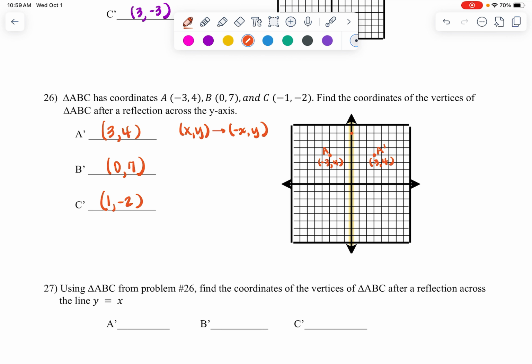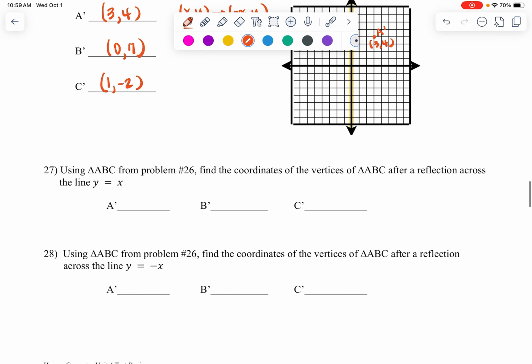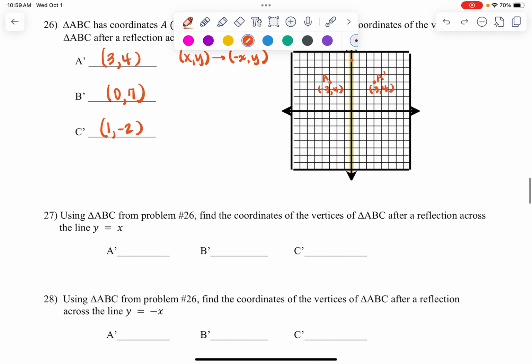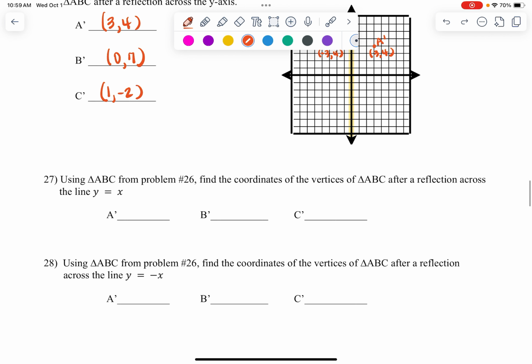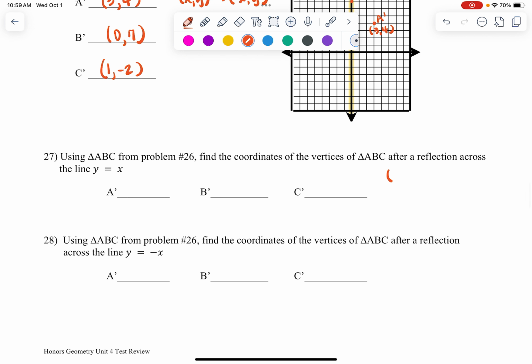All righty. Let's go do some y equals x. So they want us to use the same A, B, and C, so make sure you go back to the originals. Don't use the new guys, right? They want us to go over the y equals x line. Again, if you don't remember the rule, you can just graph the y equals x line and do the reflection over that if you want to. But the rule for y equals x is really easy because literally it's saying that y equals x and x equals y, right? So they just swap.